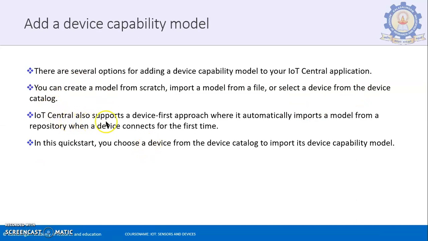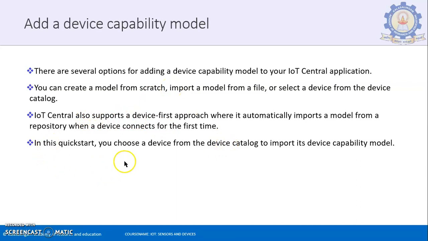IoT Central also supports a device-first approach where it automatically imports a model from a repository system when a device connects for the first time. So when you connect a device to that system, it will automatically be able to sense that particular device from the repository. Okay. So that is its advantage over there.